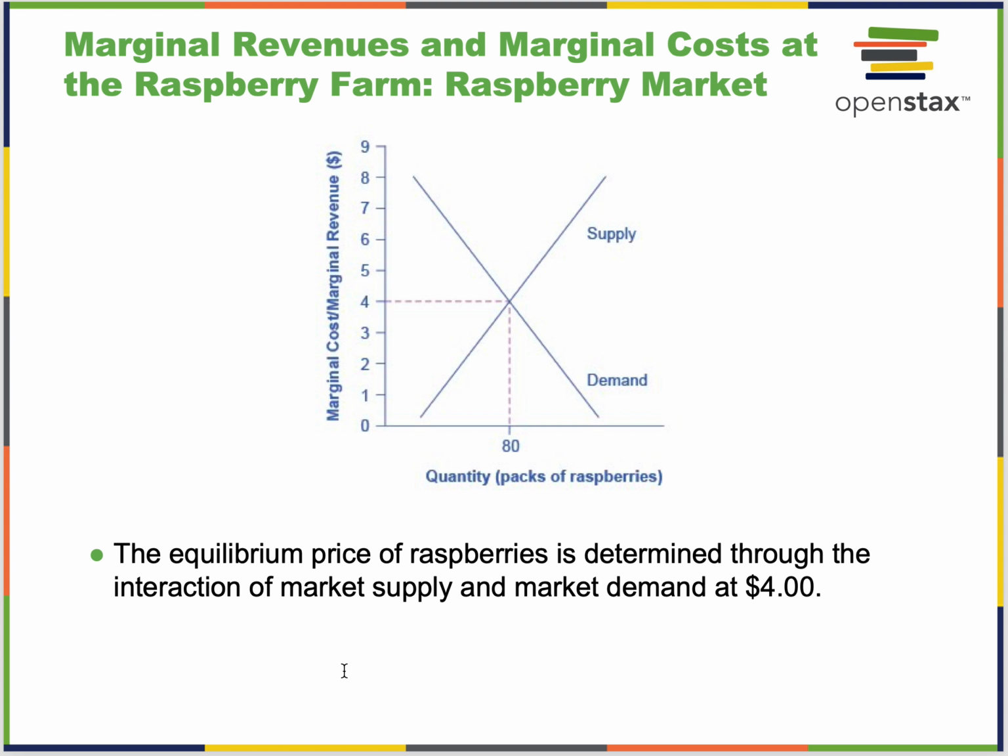So if we look at the marginal revenue and marginal cost at the raspberry farm, you have total packs of raspberries, and we have supply and demand. We see that we're going to produce 80 of them at $4. So the equilibrium price for raspberries is determined through the interaction of market supply and demand. Maybe this 80 is 80 million packs of raspberries, or 80,000 packs, however they're going to measure this. And here's the marginal cost slash marginal revenue.